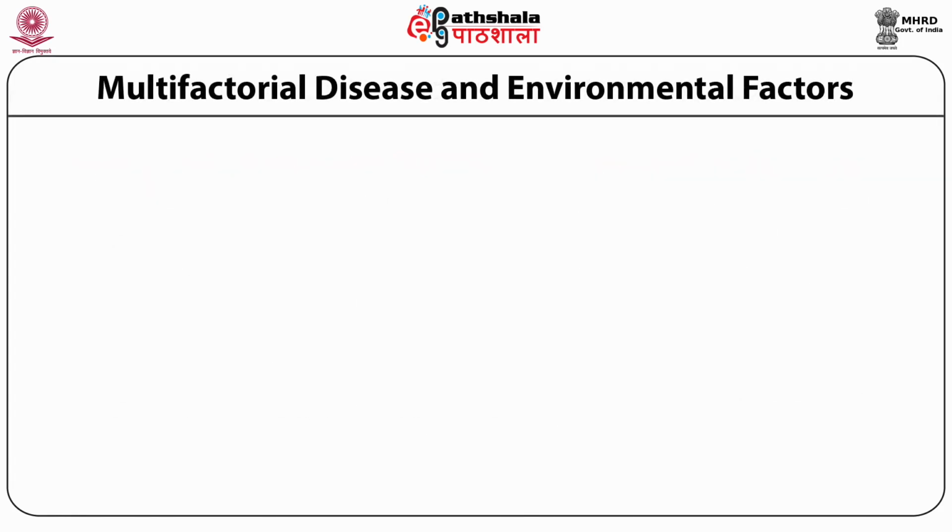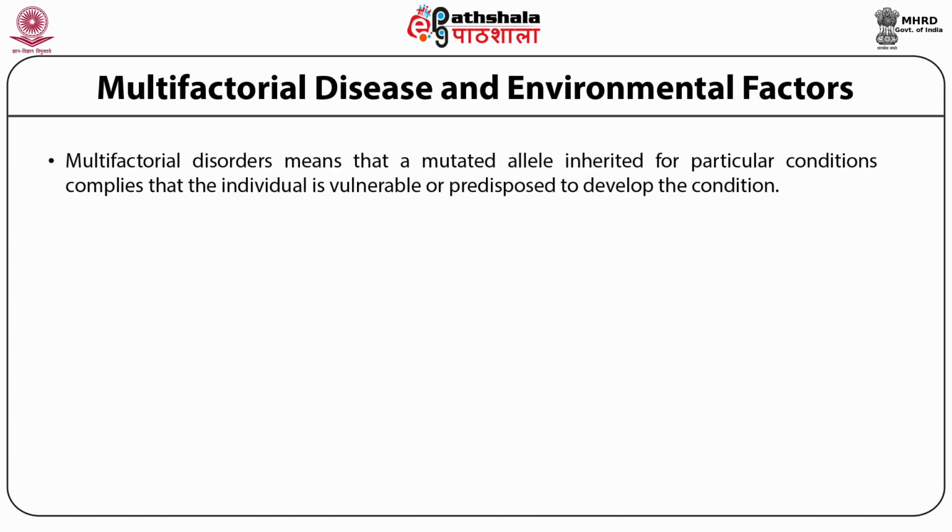Multifactorial disease and environmental factors. Multifactorial disorders mean that not only does an inherited mutation make an individual vulnerable or predisposed to develop the condition, but there are other risk factors, such as unbalanced diet, stress, or exposure to some environmental factors, which are involved and contribute to the expression of the disorder.